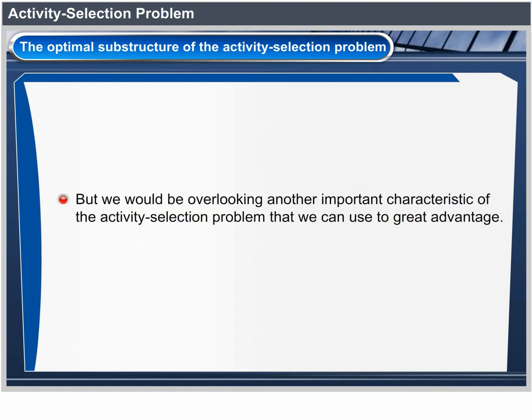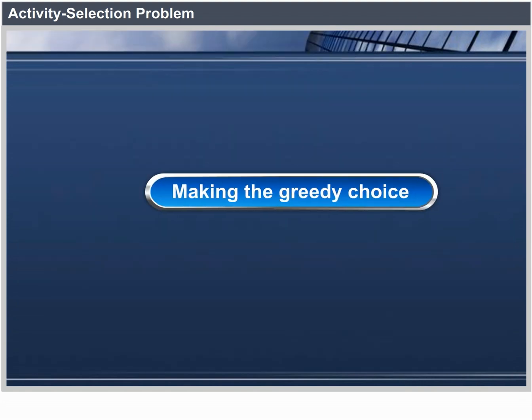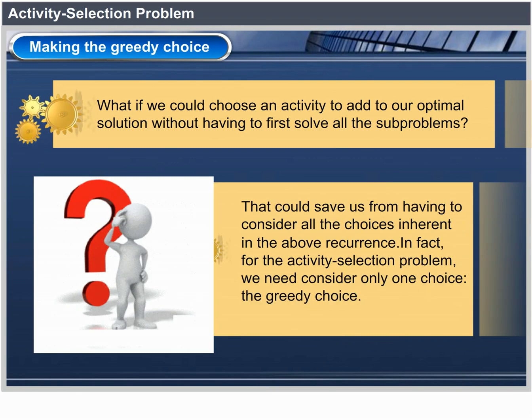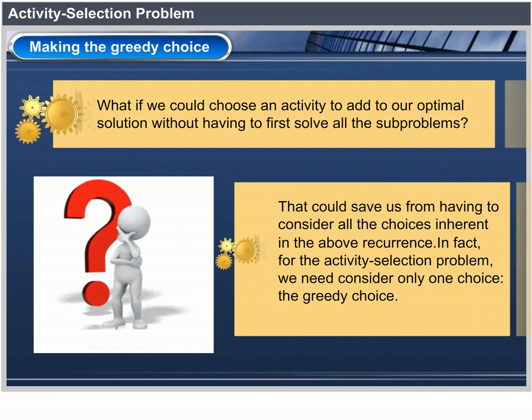But we would be overlooking another important characteristic of the activity selection problem that we can use to great advantage: making the greedy choice. What if we could choose an activity to add to our optimal solution without having to first solve all the subproblems? That would save us from having to consider all the choices inherent in the above recurrence. In fact, for the activity selection problem, we need consider only one choice, the greedy choice.